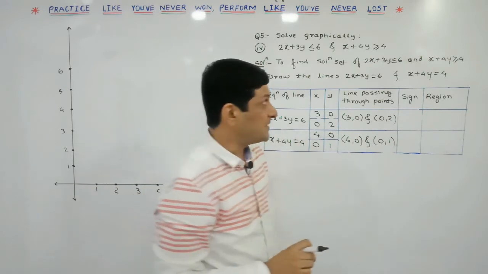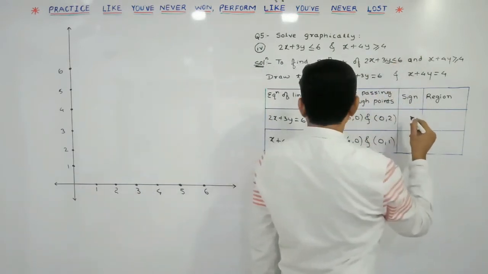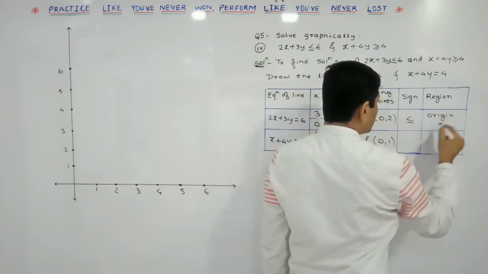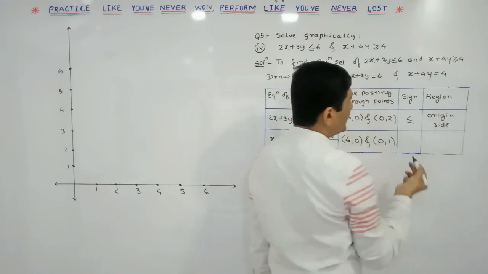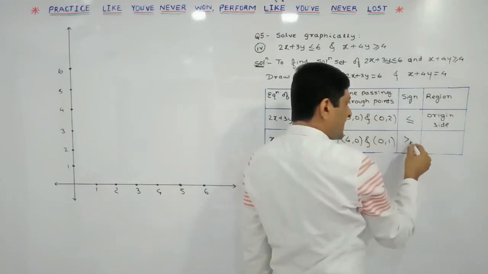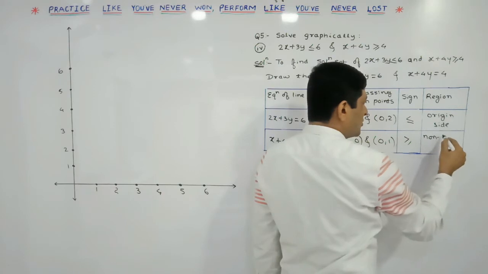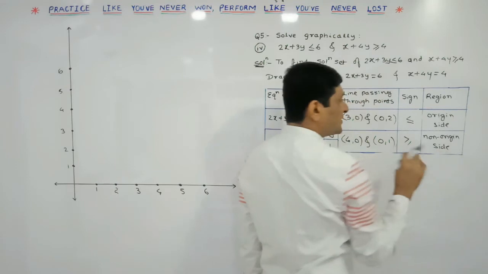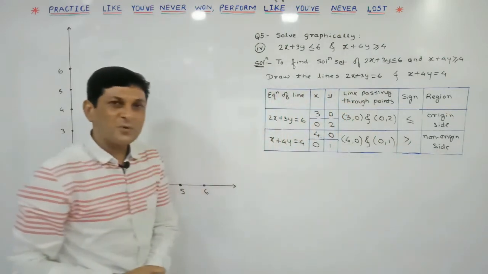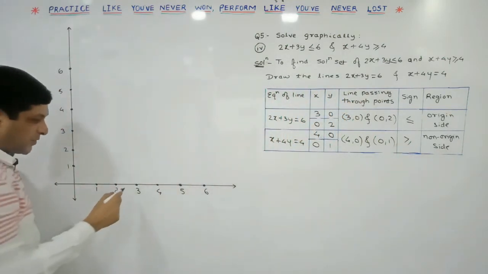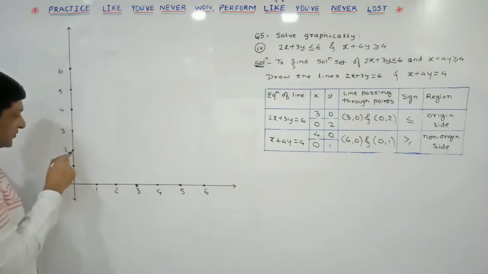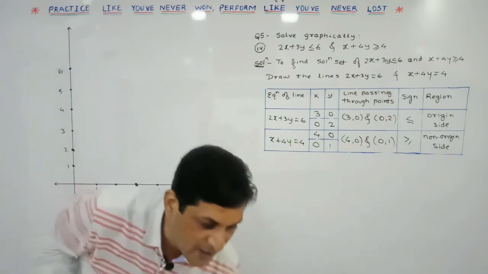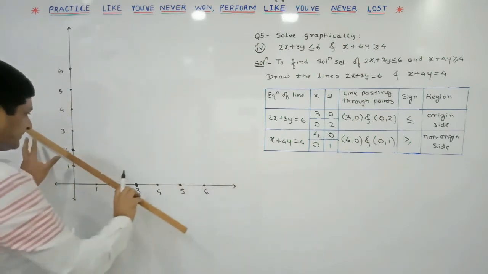Now observe the signs here. In the first equation less than or equal to is there, which means the origin side part will be our required region. In the next line greater than or equal to is there, so we can say that the non-origin side part will be our required solution set. So let us construct the first line which passes through the points (3, 0) and (0, 2). These are the 2 points on the first line. Let us draw a line passing through these 2 points.